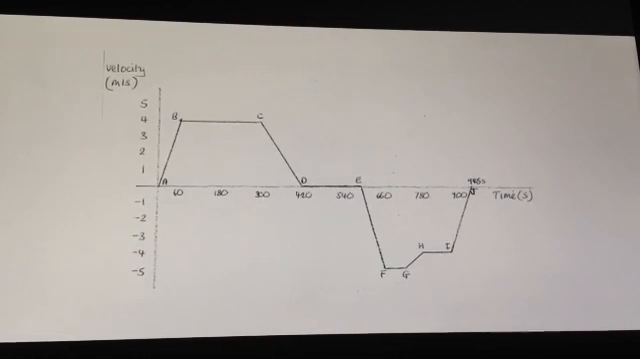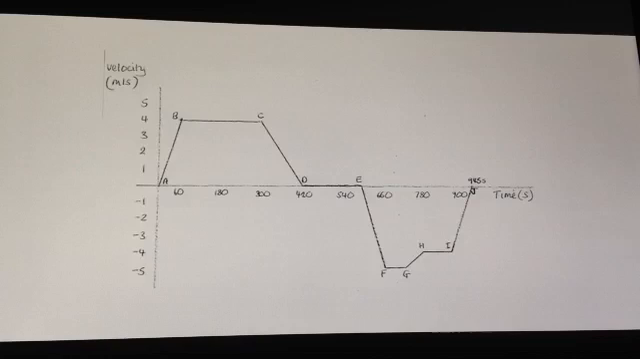Between E and F, the cyclist has now turned around and is coming home again. Therefore, this negative velocity is an increasing velocity. They're accelerating, but it's in a backwards direction. They're coming home again. So between E and F, there is a rapid acceleration.